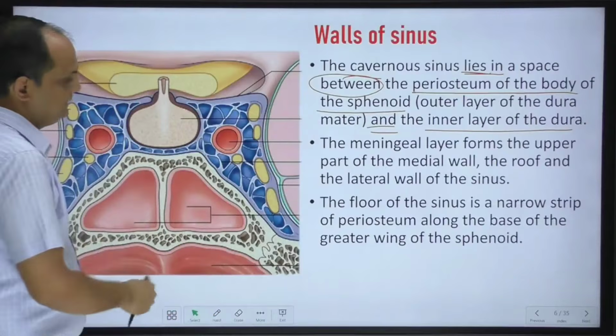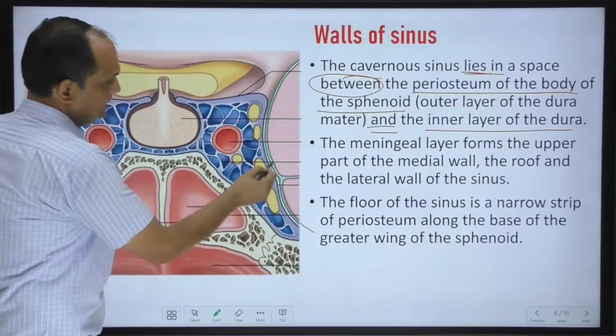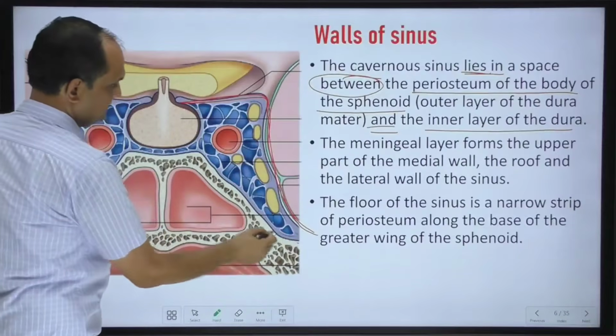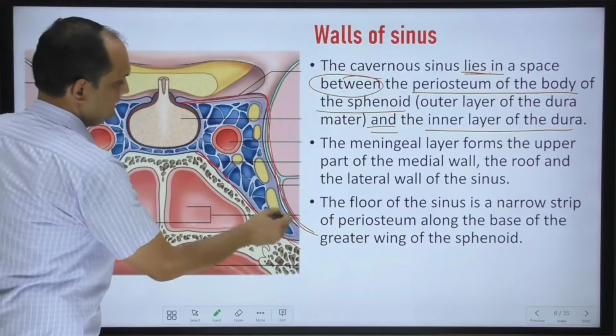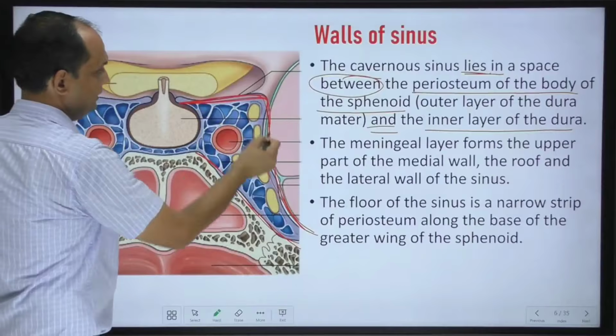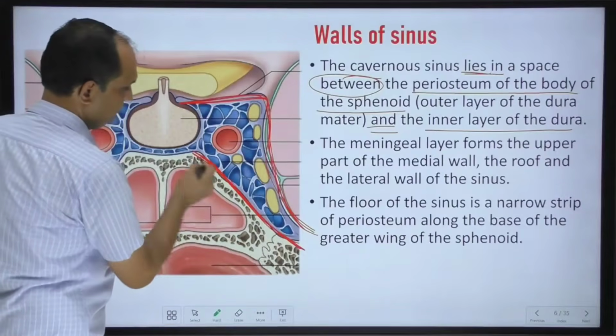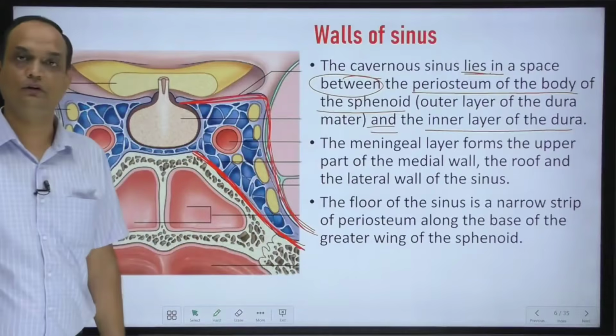In this diagram, you can see that there is a splitting. This is one layer, and this is the other layer. Now this layer is the meningeal layer of dura mater, and this layer is your periosteum or endosteal layer of dura mater.